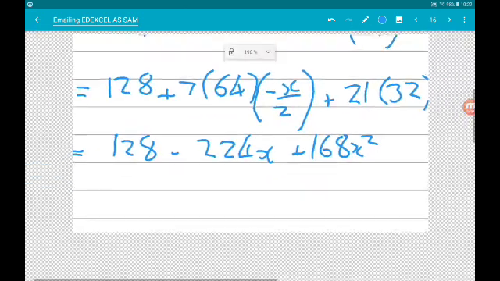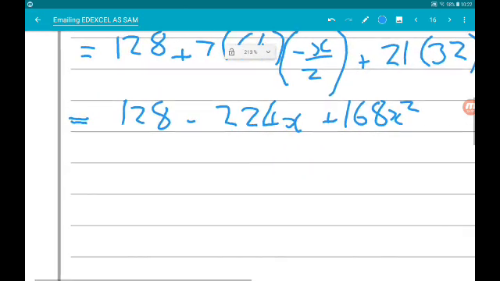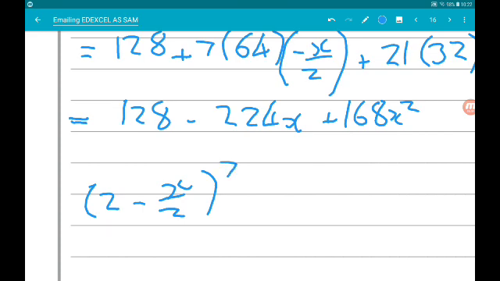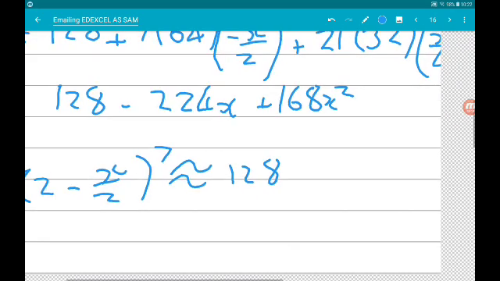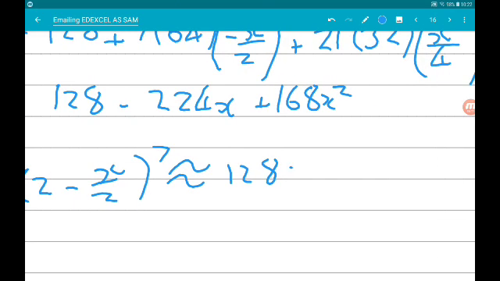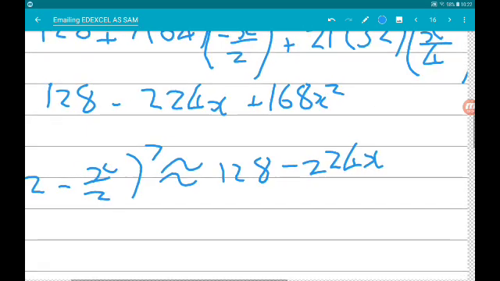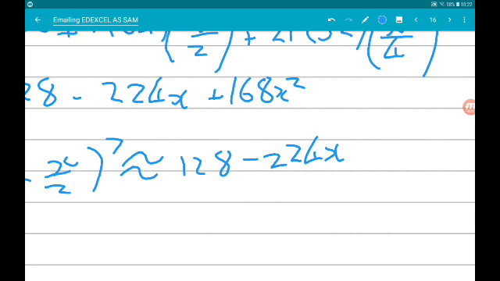So there are the first three terms. So we can say 2 minus x over 2 to the power of 7 is approximately 128 minus 224x add 168x squared.